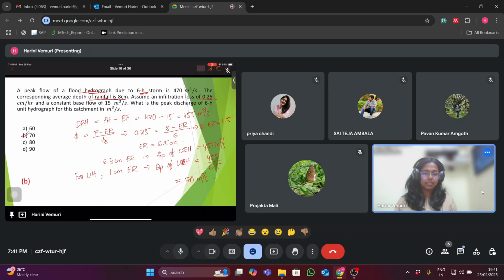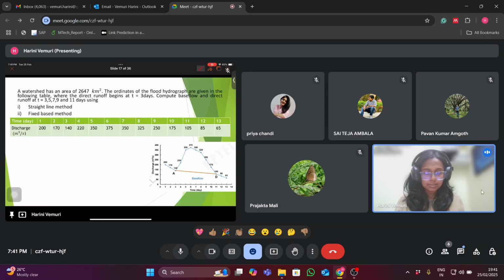That's how we calculate. So next what they are saying is the watershed has an area of 2,647 kilometers square. The ordinates of flood hydrograph are given in the table where the direct runoff starts at 3 days. Compute the base flow and direct runoff at time t equal to 3, 5, 7, 9 and 11 days using straight line method and fixed base method.